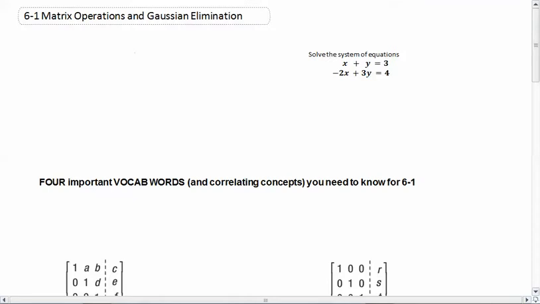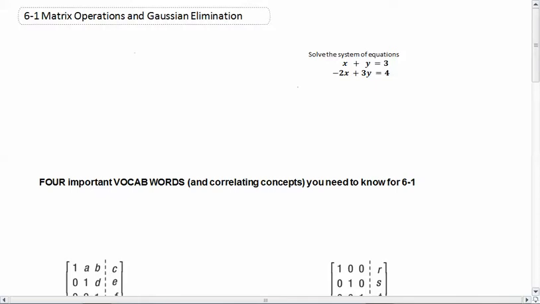If I gave you the problem, solve the system of equations, with two equations and two variables, x plus y equals 3 and negative 2x plus 3y equals 4, you could solve this using elimination. You remember using elimination. We wanted to multiply an entire equation by some number in order to add it to the other equation in order to eliminate a variable. So for example, in this problem, if I was trying to eliminate the variable x, then I would need to multiply equation 1 by a positive 2 and add it to equation 2. So let's do that now.